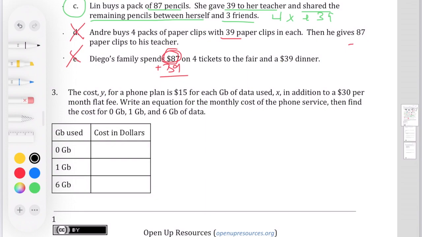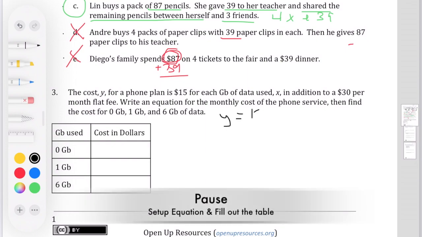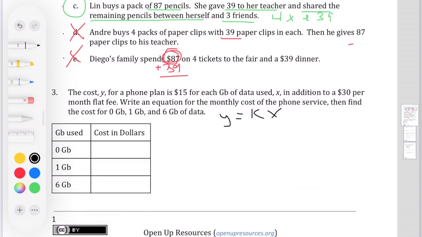So first we need to set up an equation. We're looking at y equals kx. Hopefully that sounds very familiar for you. If not, please send me a message on Remind, Canvas, because we need to break down y equals kx as we've gone over it in a couple units prior to this.